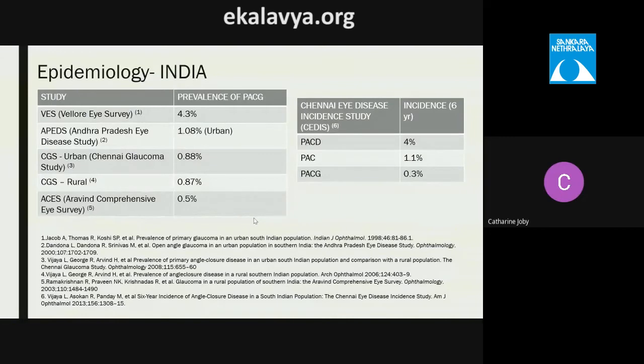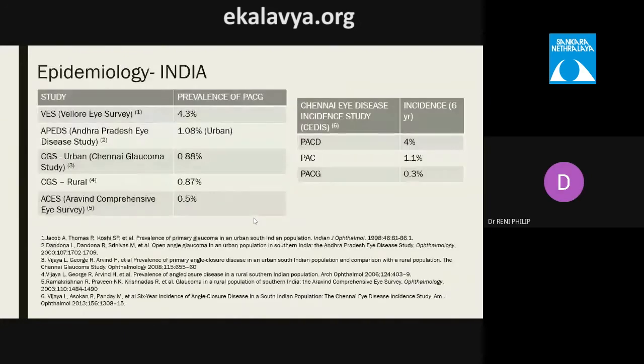Coming to the major epidemiological studies conducted in India, according to the Vellore Eye Survey, the prevalence of primary angle closure glaucoma was 4.3%. In the Andhra Pradesh Eye Disease Study, it was 1.08% in the urban population. According to the Chennai Glaucoma Study, the urban population had a prevalence of 0.88% and the rural population 0.87%. According to the Aravind Comprehensive Eye Survey, the prevalence of primary angle closure glaucoma was 0.5%. The Chennai Eye Disease Incidence Study, a 6-year study, showed an incidence of primary angle closure disease of 4%, with 1.1% primary angle closure and 0.3% primary angle closure glaucoma.